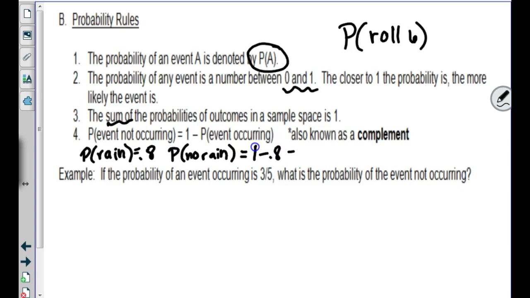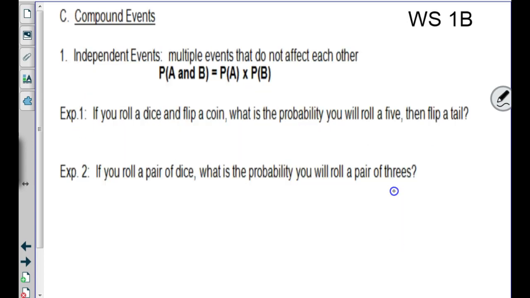1 minus 0.8 is 0.2. Everybody good? It's just 1 minus. Okay. If the probability of an event occurring is 3 out of 5, what's the probability that it does not occur? 1 minus 3/5 would be... Are we good? Some of you are like, fraction.